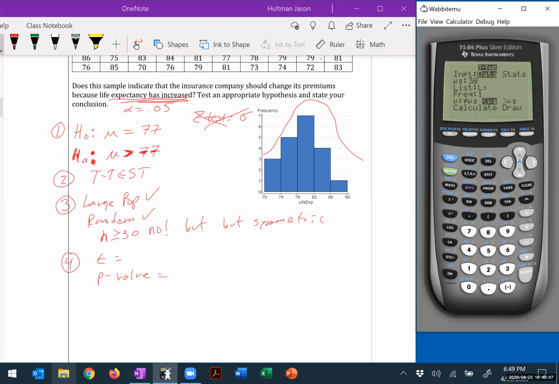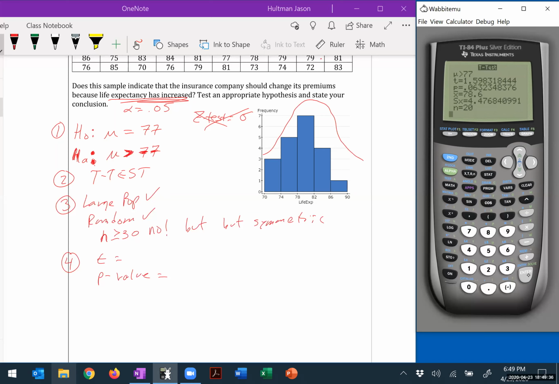What I'm testing against is 77. My population mean that I'm testing against is 77. All of the data is in list 1. Frequency 1 is fine. This means I'm going to be using my data once. And then greater than 77 is what I want to test against. So I can move over the greater than symbol, I hit enter, and then I hit calculate.